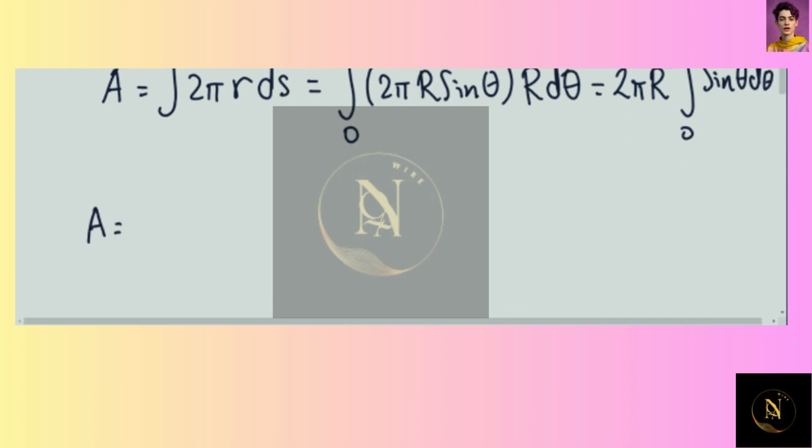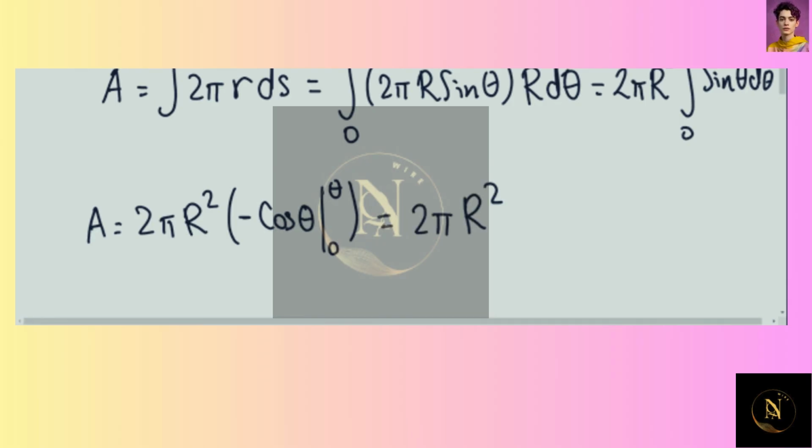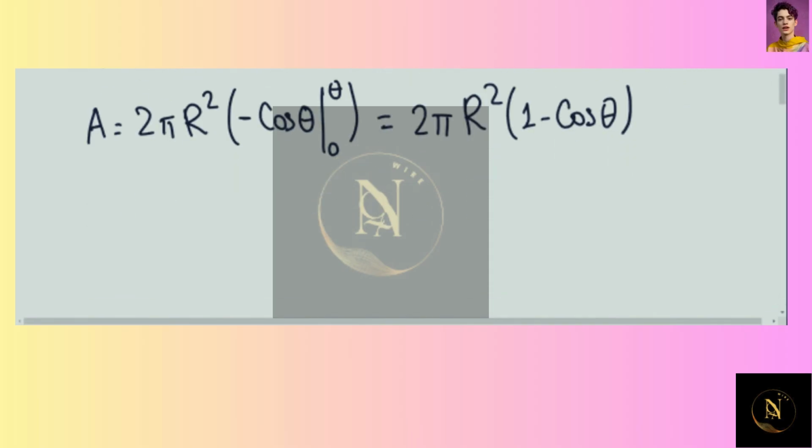From this, we obtain that the area is equal to 2 times pi times the radius R squared, and this times minus the cosine of theta, because that is the integral of the sine of theta, evaluated from 0 to theta. And then from this, we obtain 2 times pi times the radius squared, and this times 1 minus the cosine of theta. And the flux is then, as I said, the product between the electric field and the area.